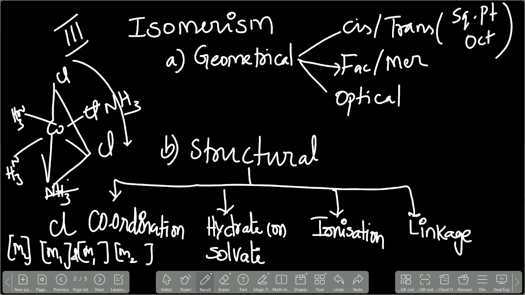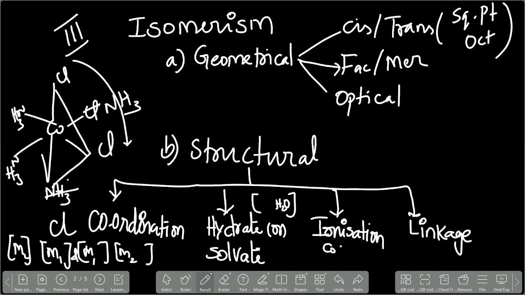And hydrate isomerism or solvate isomerism, both are the same only, based on the number of water molecules present in the coordination sphere. How many water molecules are present in the coordination sphere? That's called hydrate isomerism or solvate isomerism. And ionization isomerism: what kind of ions are formed?